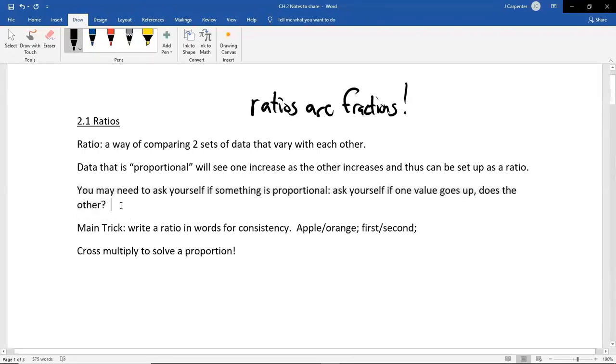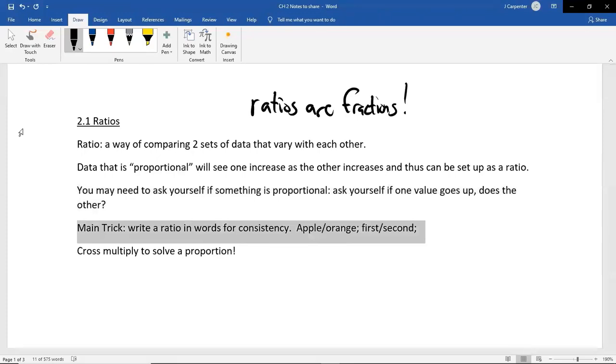Now, when you actually get to the solving of your proportions, there is a main trick that I am going to always do, and I suggest that you always do as well. I highly suggest it. I would demand it, but it's hard to demand things when I can't watch over your shoulders constantly, right? So just pretend that I demand this of you. Write your ratio in words for consistency. Use your words. I can't tell you how many people make mistakes with these because they don't use their words, because they don't want to take the extra 10 seconds, and that's it, to write apple over orange or miles over gallon or students over teachers or pens over, I don't know, elephants, whatever the two things you're comparing. So please, please do that because it will save you a lot of hassle over time.